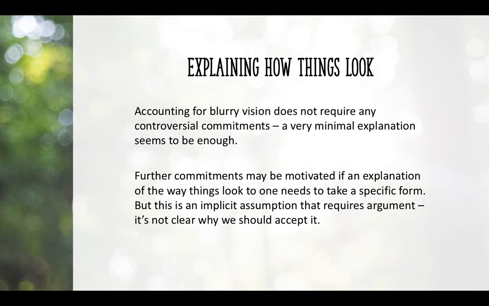commitments that move beyond very minimal explanations of certain perceptual phenomena might be motivated by an implicit conception of the sort of explanation that we need to give of the way things look to one. If we think that the explanation needs to be such that for each aspect of the way things look, there is a distinct property that explains and matches, so to speak, that aspect, then we might need to make further commitments and move beyond commitments that we already have independently of explaining those phenomena. But this implicit assumption concerning the form that explanations need to take needs further argument, and it's not clear that we should accept it. In particular, this is not required in order to account for those perceptual phenomena.